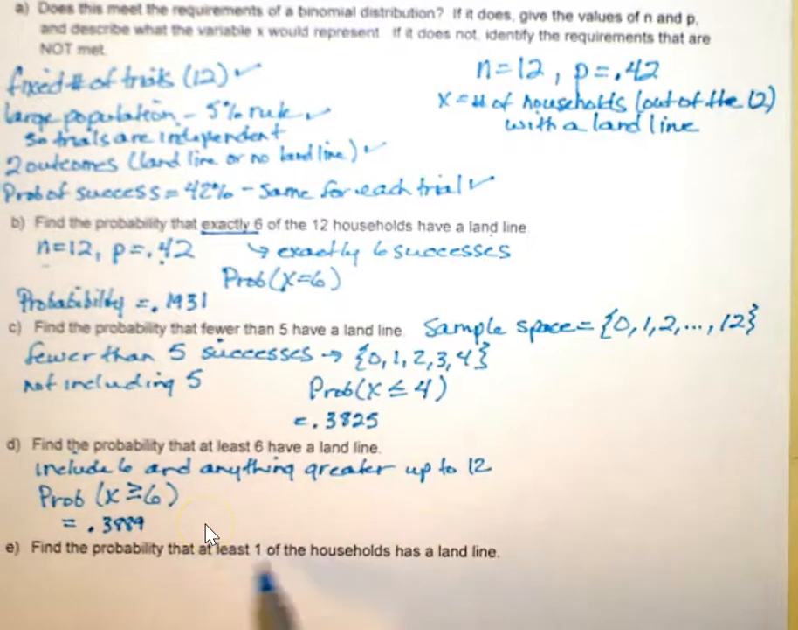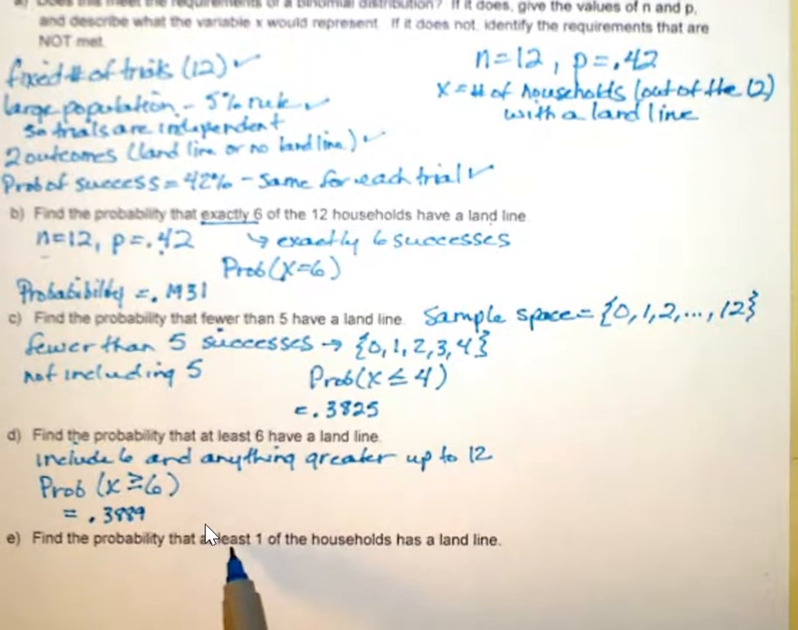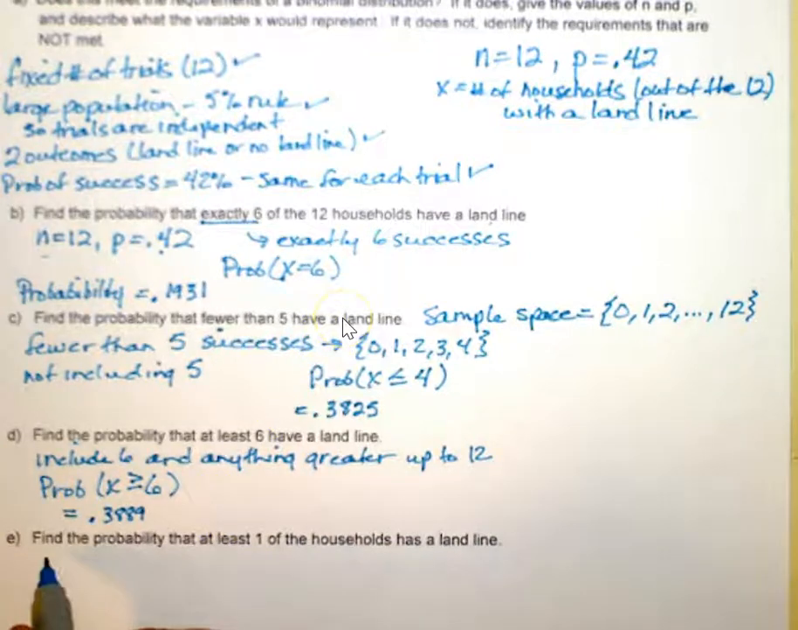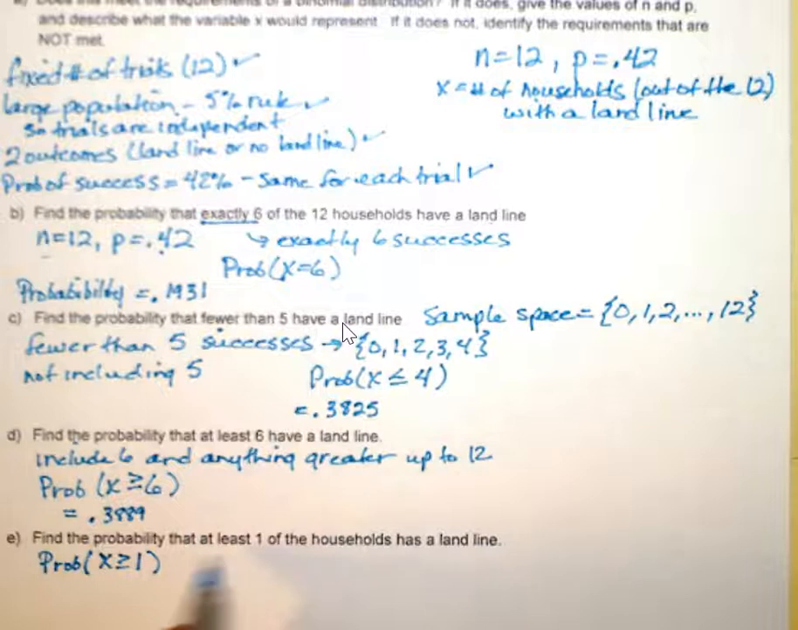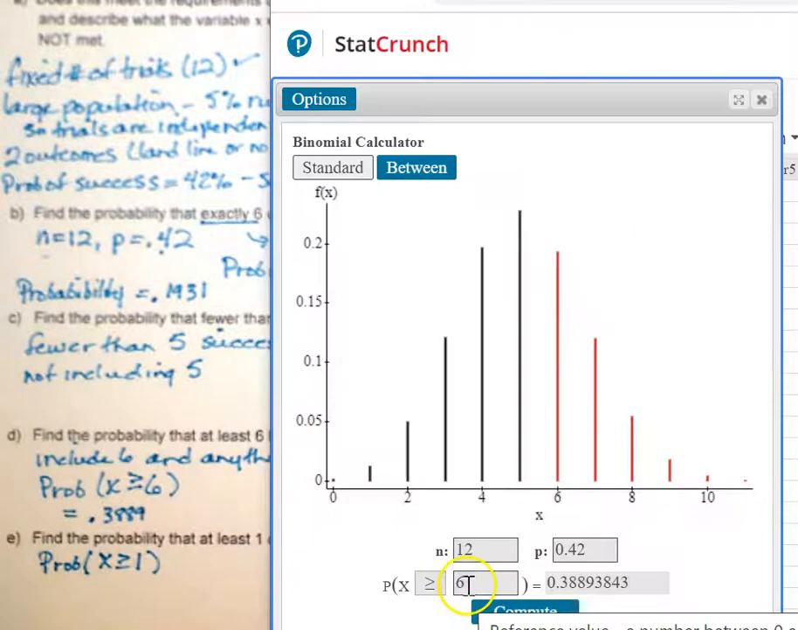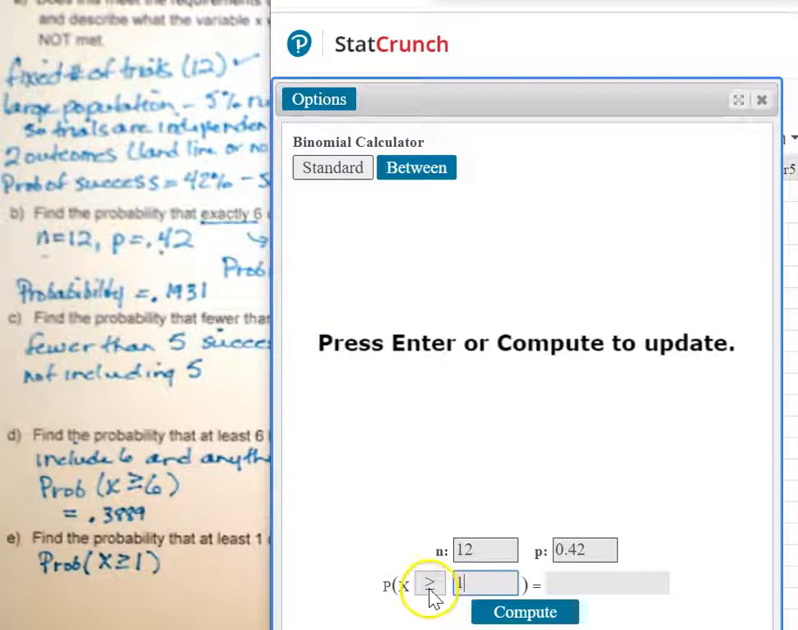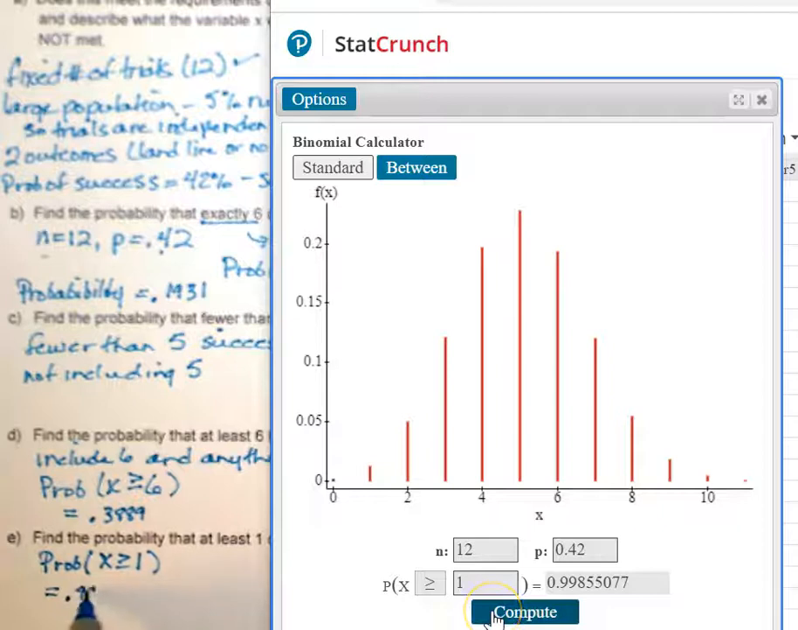Now we want to find the probability that at least one of the households has a landline. There are a couple different ways you could do this one. At least one would mean that we're trying to find the probability that x is greater than or equal to 1. This is very similar to what we did up here, where we were finding the probability that at least 6 have a landline. We could find this directly in StatCrunch just by changing this to a 1. We still have the greater than or equal to in there. That gives us 0.9986. There's our probability.